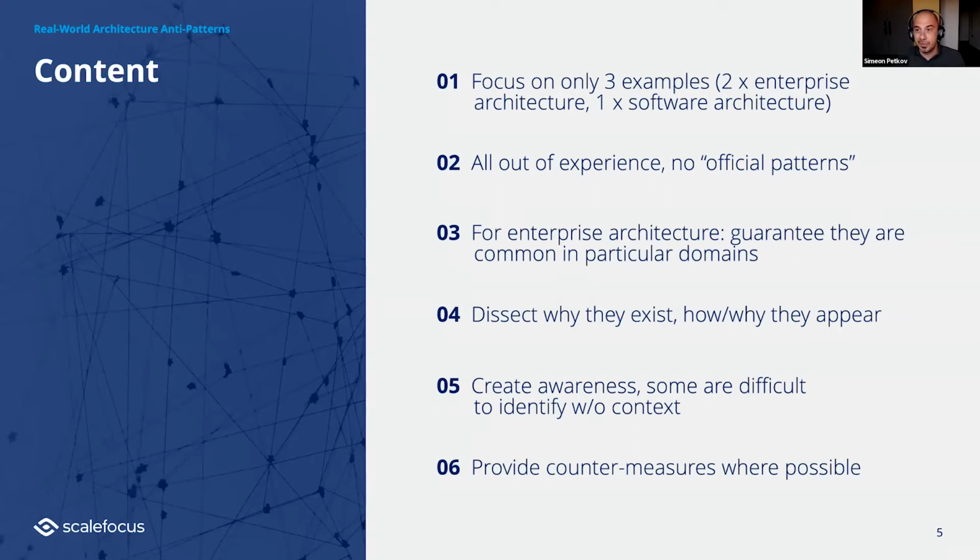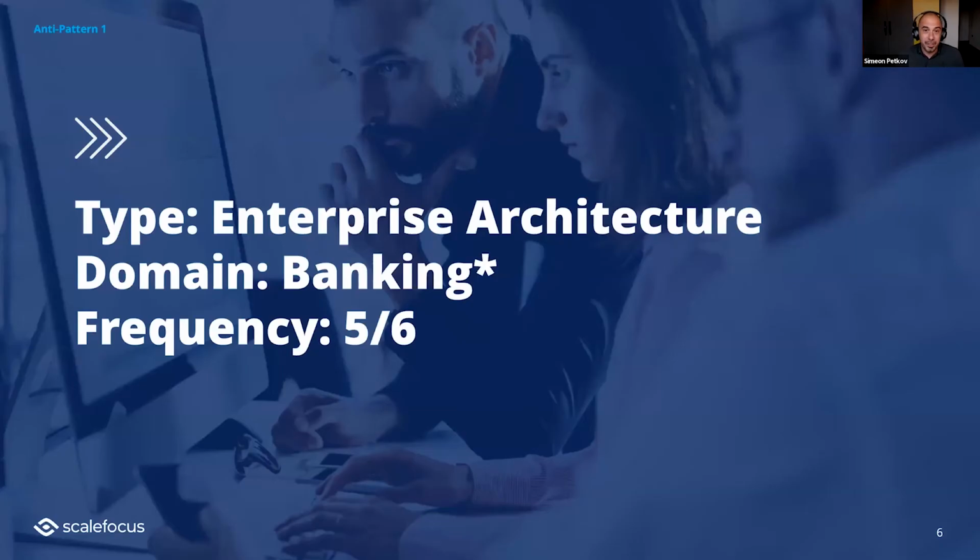Good. I think that was enough as an introduction. Let's just dive into the first one. Our first antipattern is going to be out of enterprise architecture, and the domain is banking. There's an asterisk at banking because banking here, I am focusing on old school big banks.